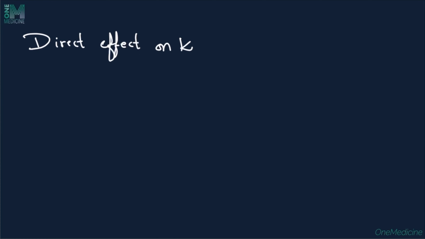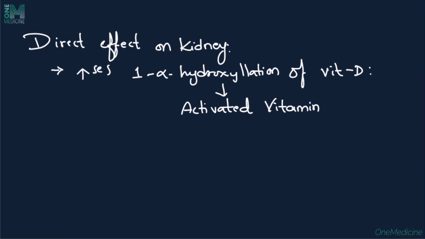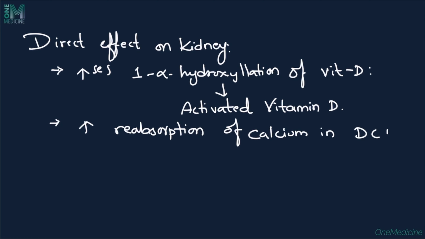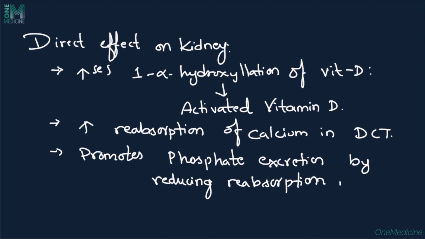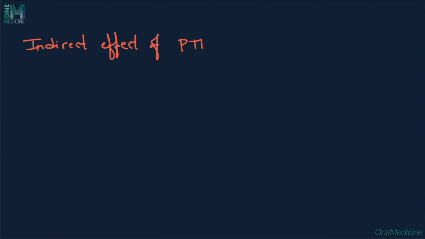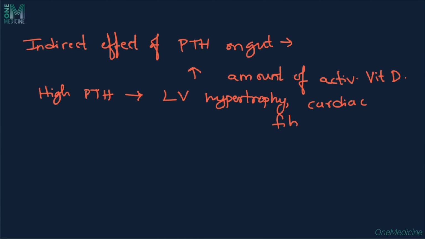Direct effect on the kidney. Parathyroid hormone increases the 1-alpha hydroxylation of vitamin D to create more activated 1,25-hydroxy vitamin D, increases reabsorption of calcium in the distal convoluted tubule, and promotes excretion of phosphate by reducing reabsorption in the proximal tubule. Indirect effect on the gut is by increasing the amount of activated vitamin D. High parathyroid hormone levels may also cause left ventricular hypertrophy, cardiac fibrosis, and peripheral neuropathy.